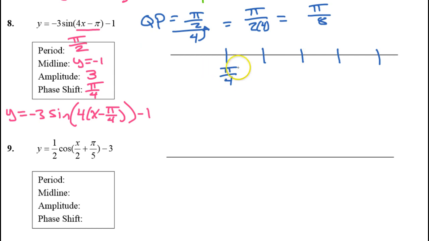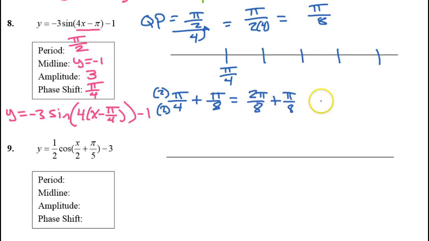Now, to get the next x value, I need to add a quarter of a period, and that should give me the next x value. So in other words, I'm starting with pi over 4. And I'm adding pi over 8. I'm adding a quarter of a period. We need like denominators, so we would multiply by 2 here. So that'll give us 2 pi over 8 plus pi over 8. And that's going to be 3 pi over 8. So that'll be the next value.